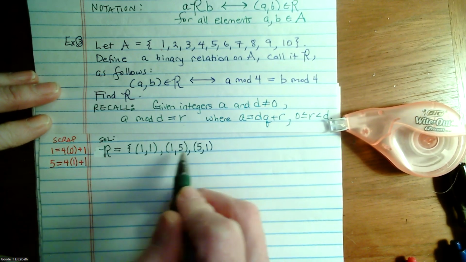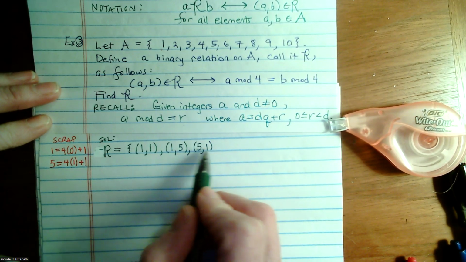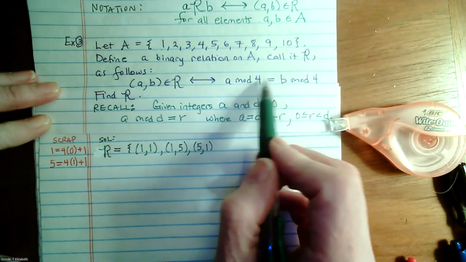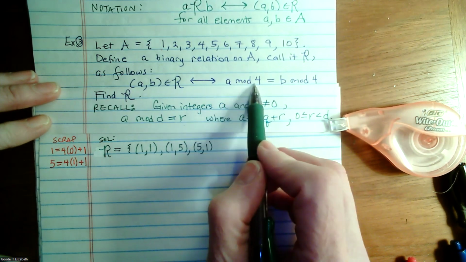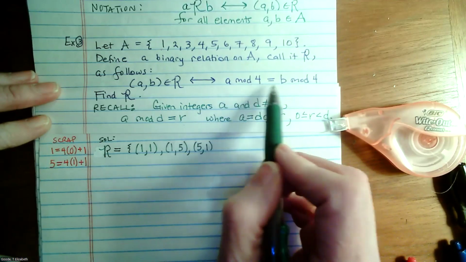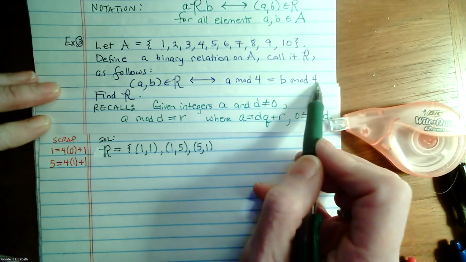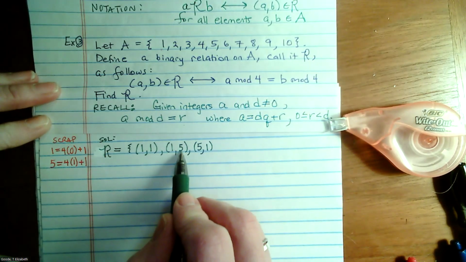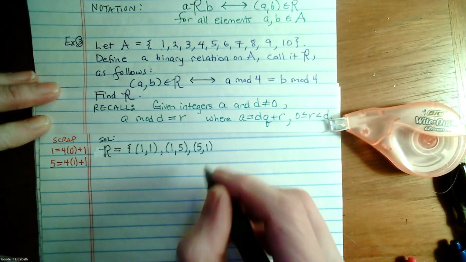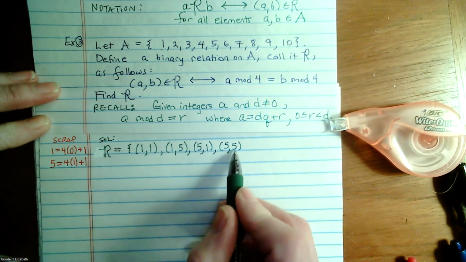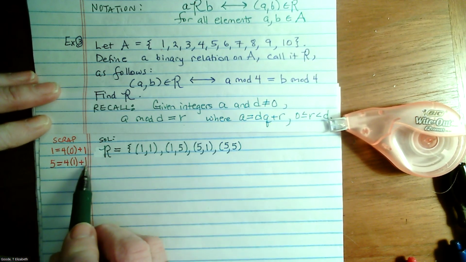This is called symmetry. 1 is related to 5, and 5 is also related to 1 because of the nature of what equality means. Equality doesn't care whether the B mod 4 is on this side of the equal sign or the A mod 4, right? So if A mod 4 is equal to B mod 4, then B mod 4 is going to equal A mod 4. In other words, 1 is related to 5, but 5 is also related to 1. And 5 is going to be related to itself because it yields the same remainder as itself when divided by 4. That remainder is 1.